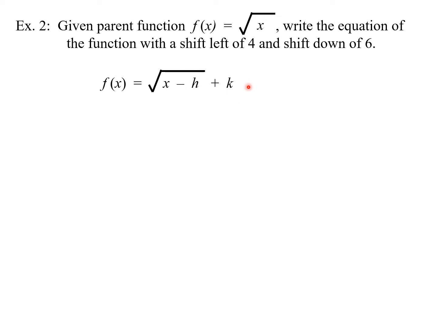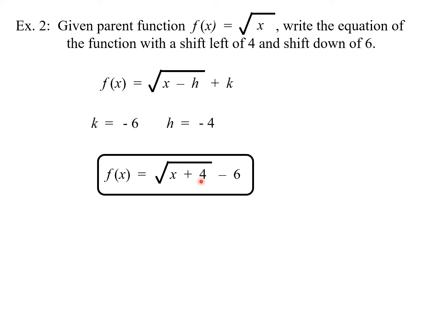The way we're going to work this is working backwards, that is, work right to left. So we should identify k first, and k is equal to negative 6, and then h is equal to negative 4 because it's a shift left of 4. But now when I put this into the equation up here, I have x minus a negative 4. You've got to be careful with that. x minus a negative 4 is going to be x plus 4. And then the k is negative 6, so that's just minus 6. So be careful with the h.